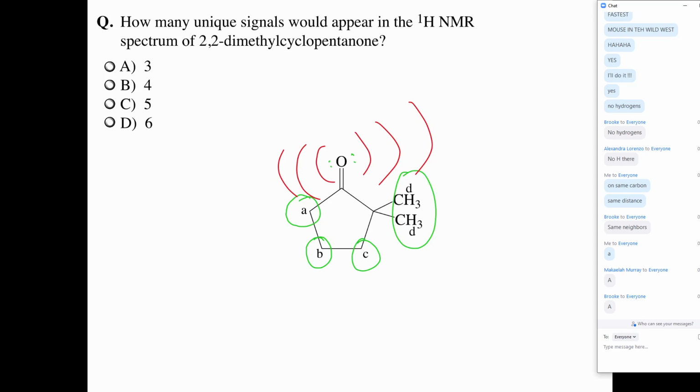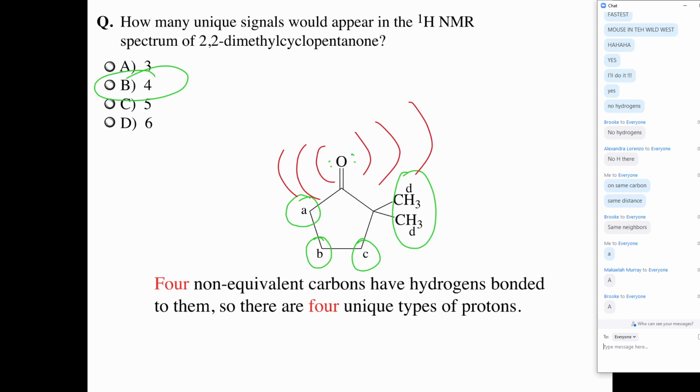Okay, so the key thing, first question is how many unique hydrogens? 4. So for this one, 4 non-equivalent carbons that have hydrogens bonded to them. So there are 4 unique types in a ratio of 2 to 2 to 2 to 6. Okay, that's the starting point. So we have a real basic 4 different types. So I need 4 different magnetic field strengths to detect those 4 H's.